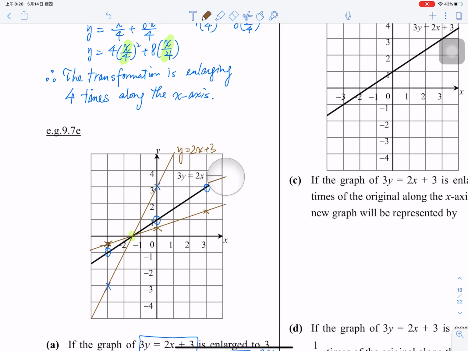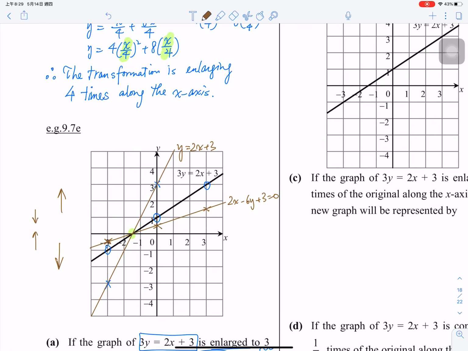Okay. Let me say at the end about this. Make sure the x-intercept has no change, right? So this one, 2x minus 6y plus 3 equals 0. Got it? Okay. So you see that this straight line, maybe the maximum point goes up and the minimum point goes down. If contract, it becomes like this.